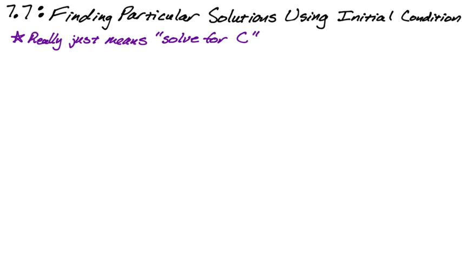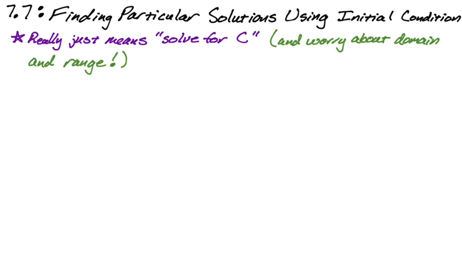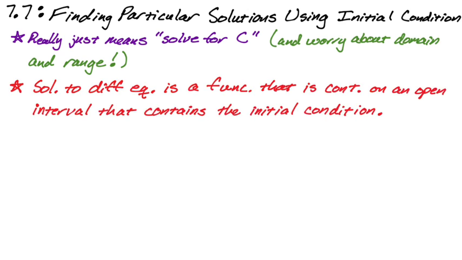The initial condition is the point that the thing goes through. The other thing I would say about finding the particular solution is you do also need to worry about the domain and the range. Domain in particular is the trickiest thing that comes up that people tend to just forget. You have to remember what the solution to a differential equation means. This is review, but the solution to a differential equation is a function. So you can't have y squared, you can't have 1 over y. It's a function that is continuous on an open interval that contains the initial condition. So vertical asymptotes screw up continuity. That's really the main thing to watch out for. You've got to be on the side of the vertical asymptote that contains the x coordinate of the initial condition.